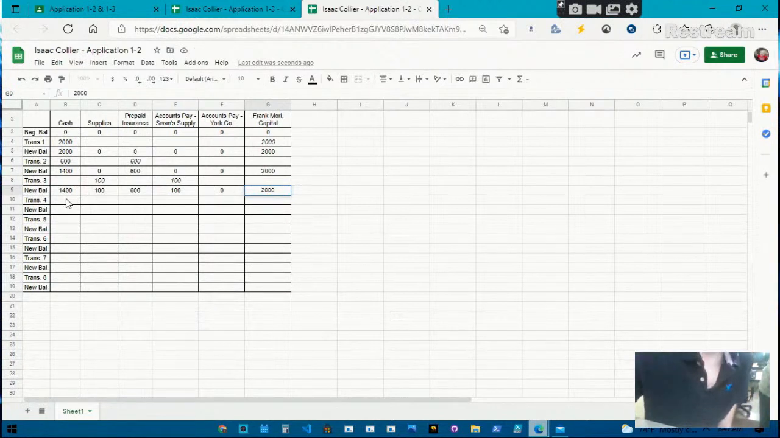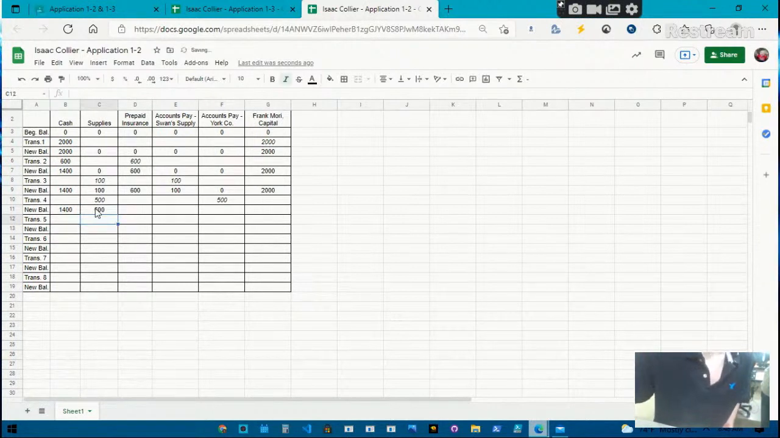Yeah. All right, transaction 4. You bought supplies from York Company this time. In transaction 4, it's 500. And you bought supplies, so now what happens to cash? It stays the same. So we're gonna put 1,400 new balance. What happened to supplies? It went up.